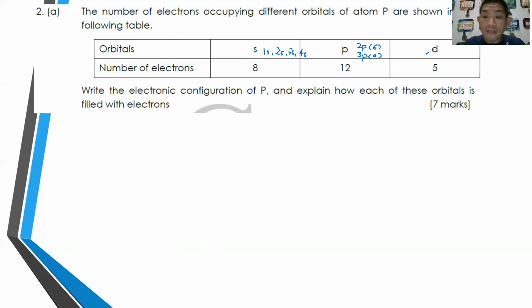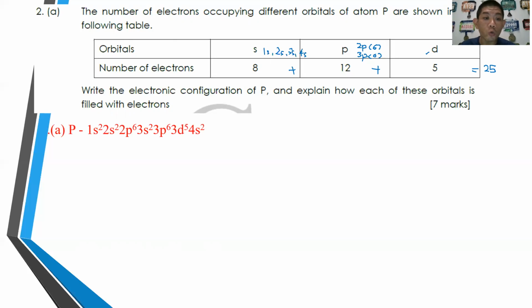Now there is an alternative way if you are already familiar with how to fill in the electronic configuration. All you have to do is just total up the number of electrons. So 8 plus 12 plus 5 is equal to 25. Once you know that you have 25 electrons, you can straight away write the electronic configuration of P as follows. You have 1s2, 2s2, 2p6, 3s2, 3p6, 3d5, 4s2.